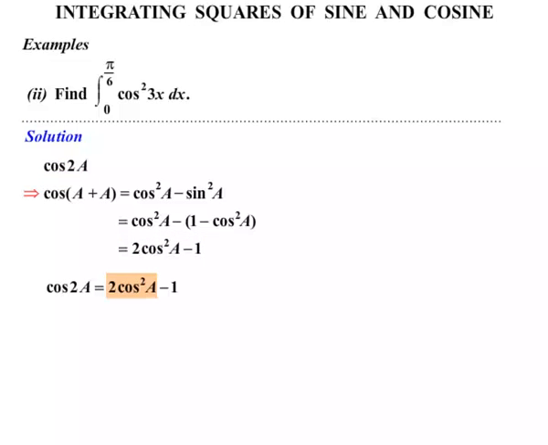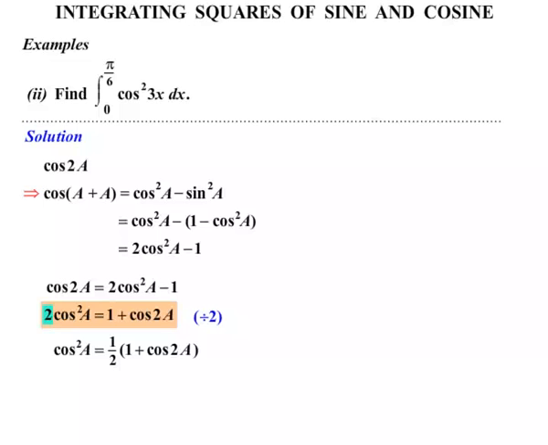And we're trying to get cos squared a by itself. So we'll bring that minus 1 over, becomes plus 1. So we'll end up getting that 2 cos squared a equals 1 plus cos 2a. Looking at that, we want to get rid of that 2. Let's divide everything by 2. And in doing that, we get cos squared a equals 1/2 times 1 plus cos 2a.